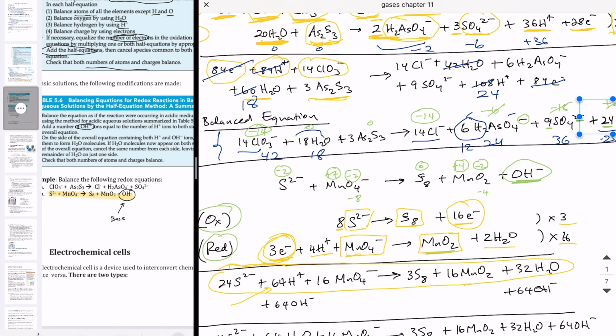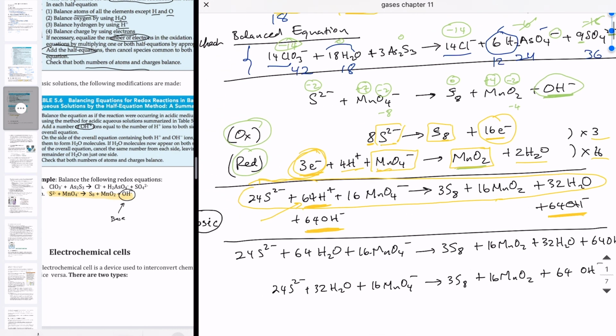That is base balancing, okay? And that is to add hydroxide. How much hydroxide do I add? I add exactly the same number of hydroxide as I have for my H plus. So since I have 64 H plus, I'm going to add 64 hydroxide to the left side. Now, because of conservation of mass and conservation of charge, I can't add just 64 hydroxide to one side without adding the same number to the other side. That's why I'm adding the 64 hydroxide to the right side also.